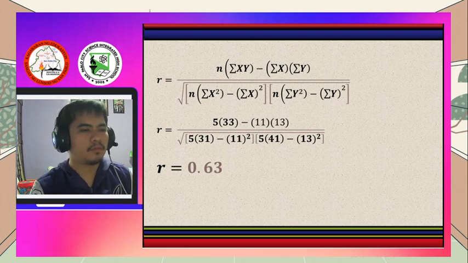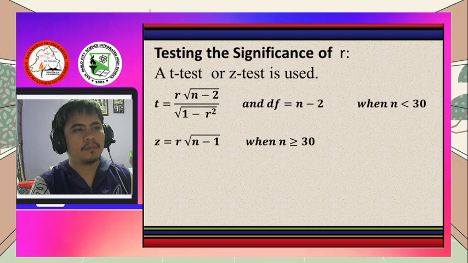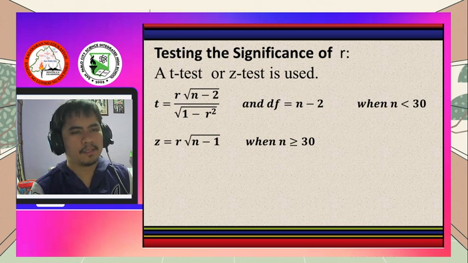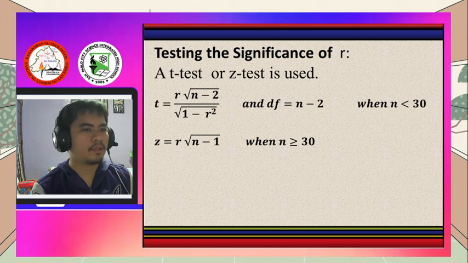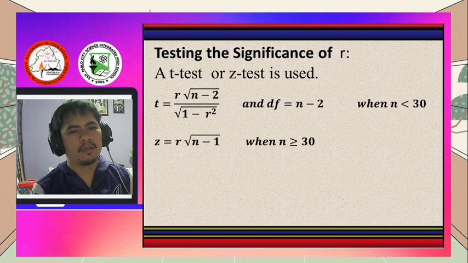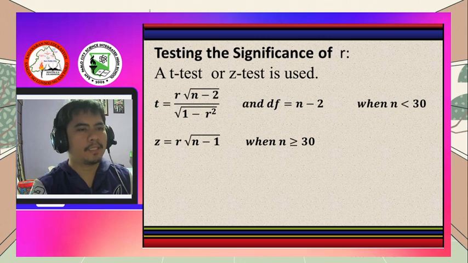So we will just round off to 2 decimal places. Next, after solving for the value of R, we need to test the significance of R. So we can use a t-test or z-test. You will use the t-test when n is less than 30, and you will use the z-test when n is greater than or equal to 30. And we have the formulas for the t-test and z-test. So in our example, since our n is less than 30, because it is equal to 5, we will use the t-test. Okay?